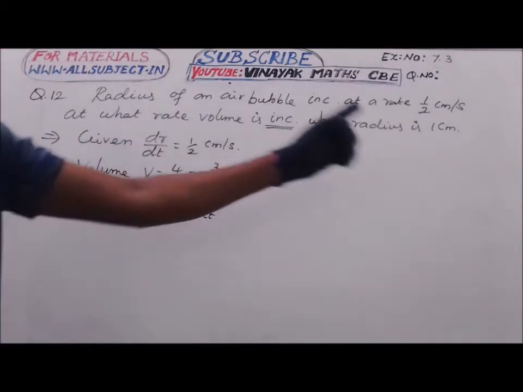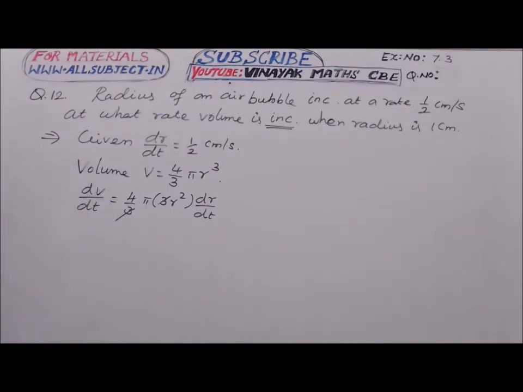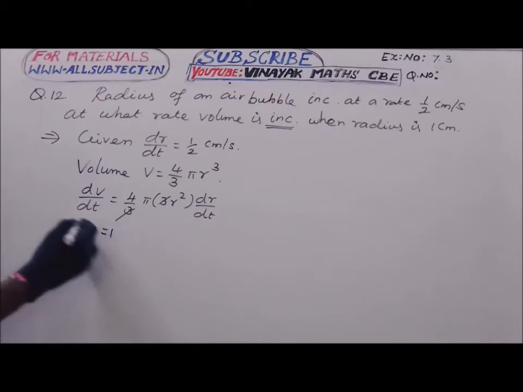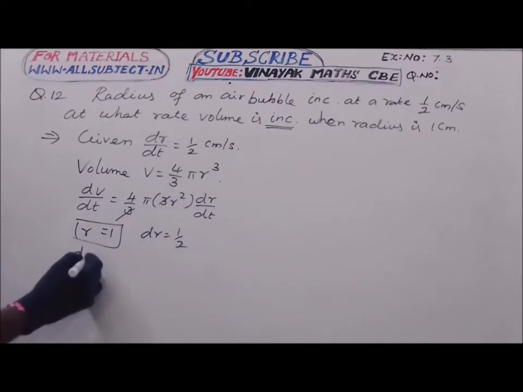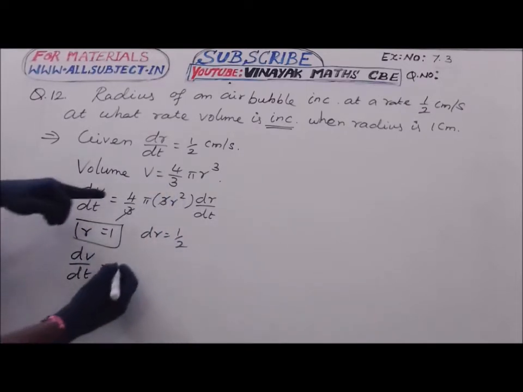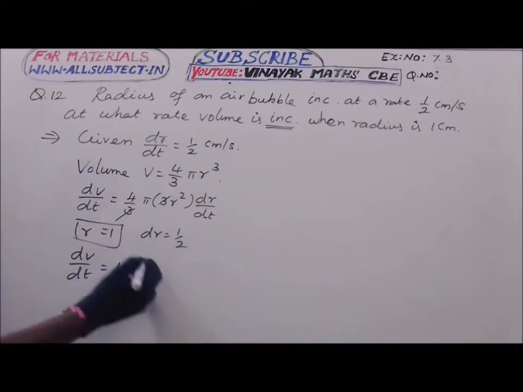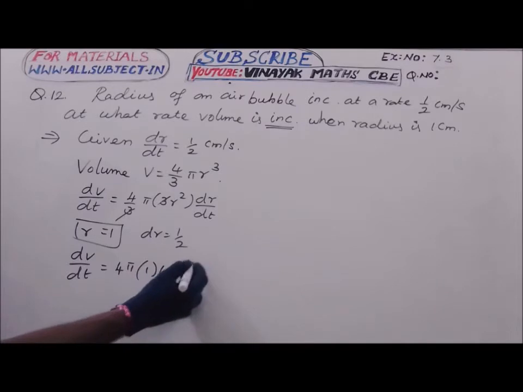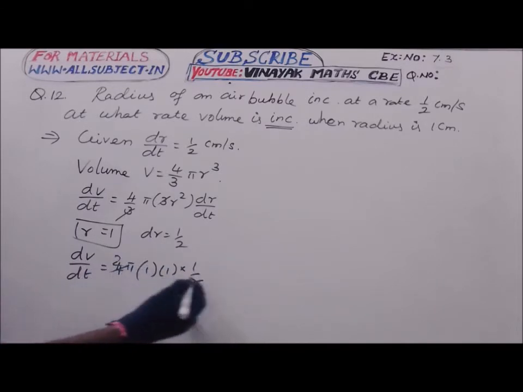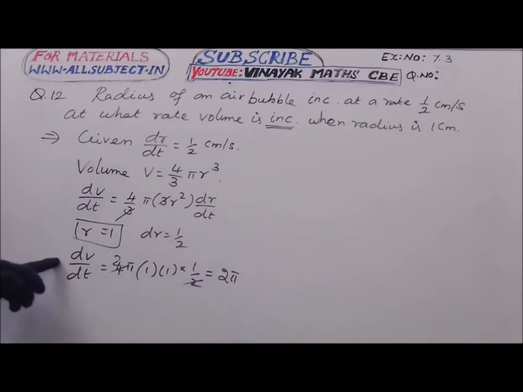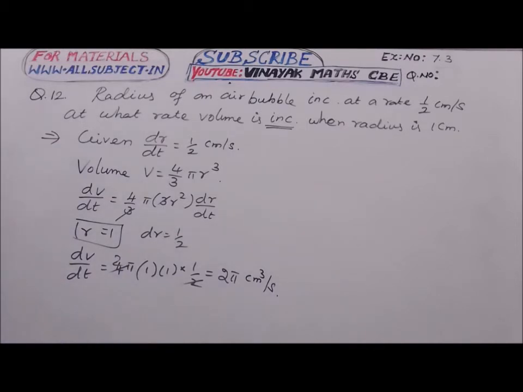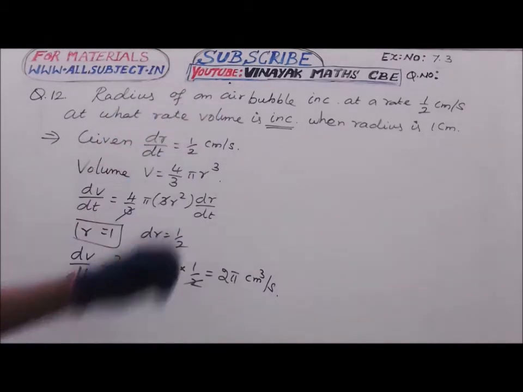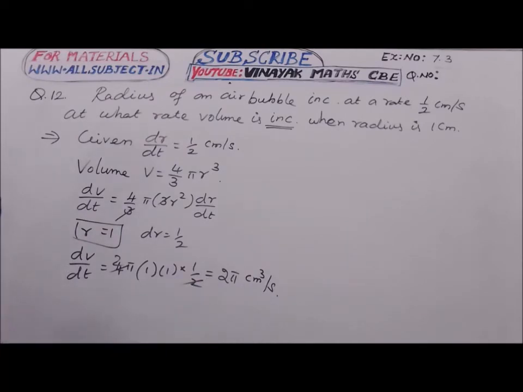At the time when the radius value is 1 centimeter, we should find the rate of change of volume that is increasing. When r equals 1 and dr/dt equals 1/2, substituting in it, the rate of change of volume dV/dt equals 4 pi into r square, 1, into dr/dt, 1/2. Now cancelling these two values, we get 2 pi. Volume is in cubic centimeter, so centimeter cube per second. The rate of change of volume of the air bubble is increasing at a rate of 2 pi centimeter cube per second.